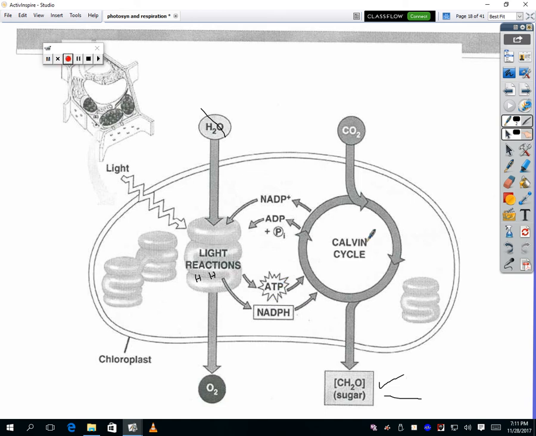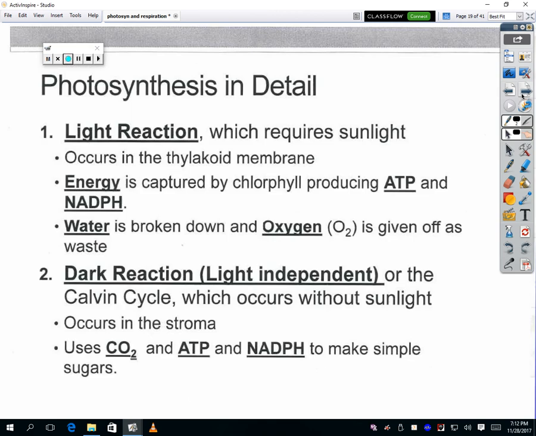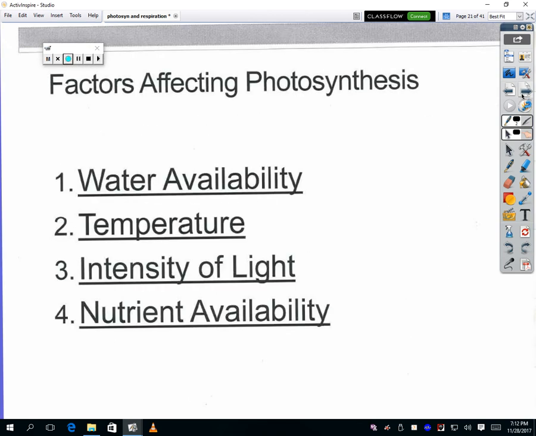Next step is the Calvin cycle, also known as the dark reaction, also known as the light-independent reaction. Carbon dioxide gets shuttled into the stroma. These high-energy substances are used to fix carbon dioxide into sugars like glucose. And that's about it with photosynthesis.